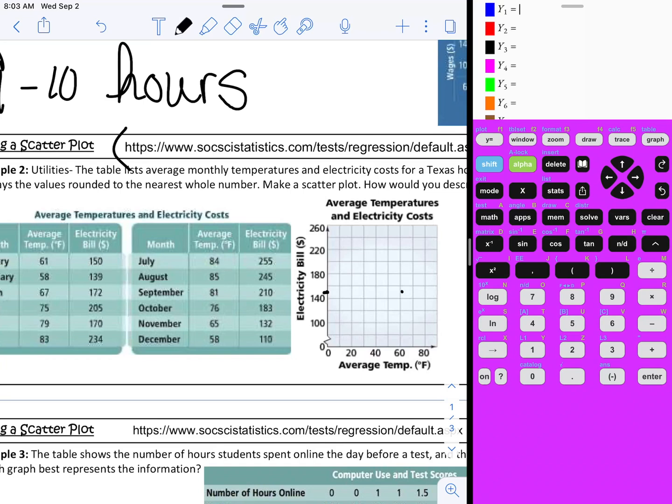Let's see. 58 and 139. So 58 and 139, there-ish. 67 and 172. See, this would be 200, this would be 160, so 170. Again, just pause the video if you need to. I'm on 67 and 172, so that would be 170. 67 would be like here. 75 and 205. So here would be 70, 75, and 200-ish.